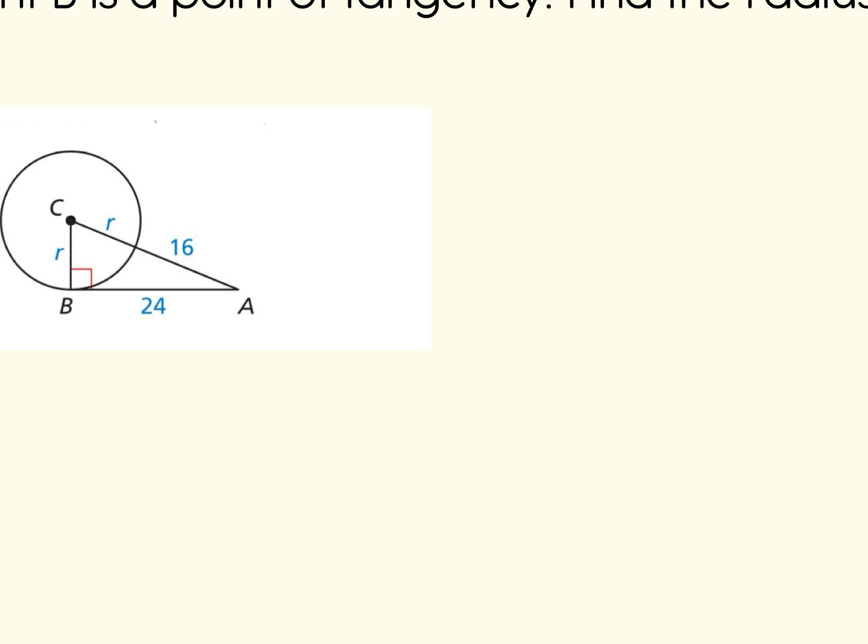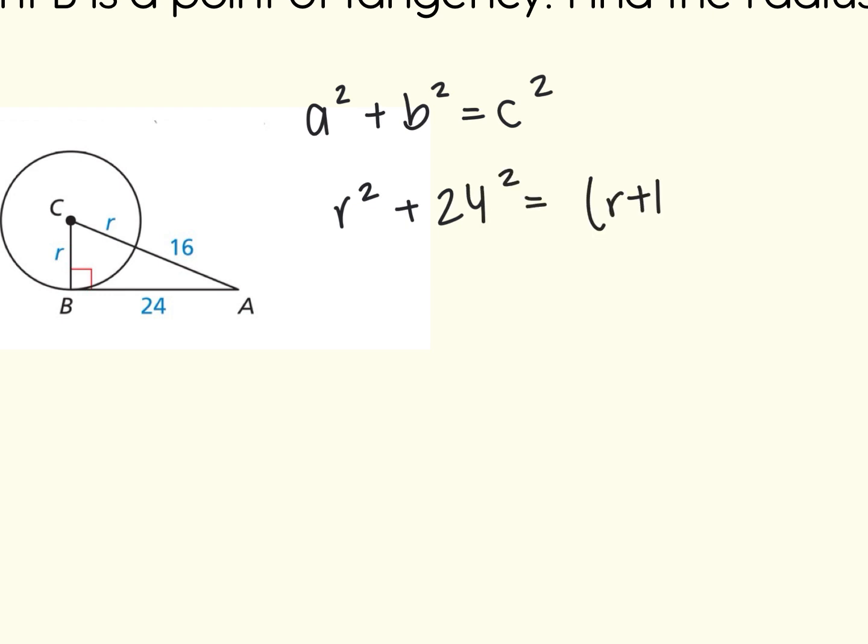So I'm still using my Pythagorean theorem. Please pay attention to how I'm solving it. I'm still using that a squared plus b squared equals c squared. I'm plugging in what I have. Please pay attention to how I'm plugging it in. I have r squared plus 24 squared equals (r plus 16) squared. This is how you're going to set it up.